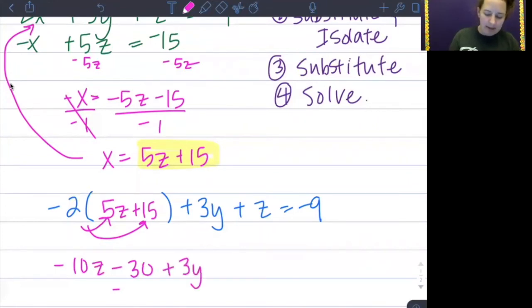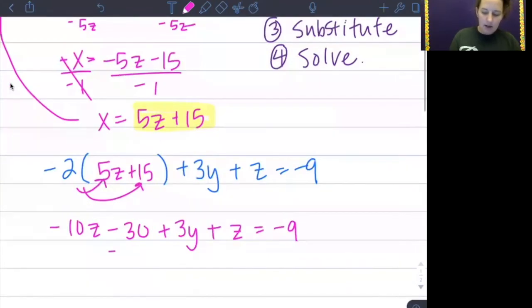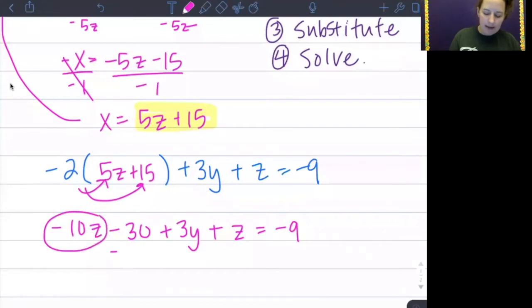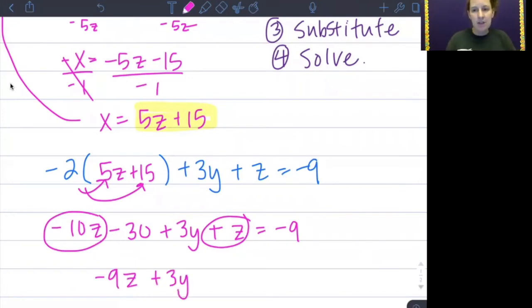So I'm going to combine together my z's. So I have -10z and plus z. That gives me a -9z plus 3y minus 30 equals -9. So we have substituted that x into a different equation. Now I need to isolate a different variable. So isolate either the z or the y. So for this problem, I'm going to choose to isolate the y. You could isolate the z, but when we divide things by 9, we're going to end up working with some fractions. So like I said the other day, fractions are okay. Just makes it a little bit more tricky.